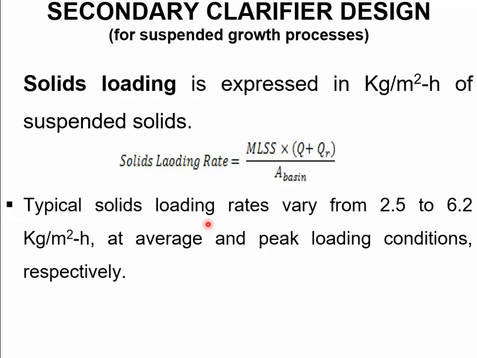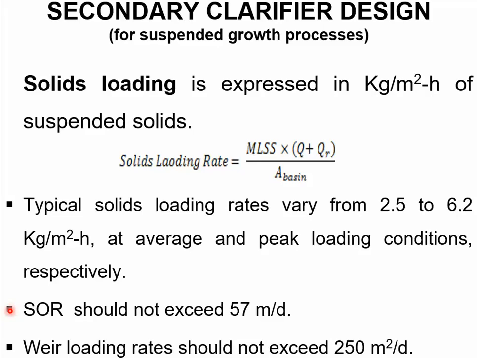So typical solid loading rate varies from 2.5 to 6.2 kilograms per square meter per hour at average and peak loading conditions respectively. So whether you use average loading condition or peak loading conditions, you can select the appropriate value from this typical design criteria.